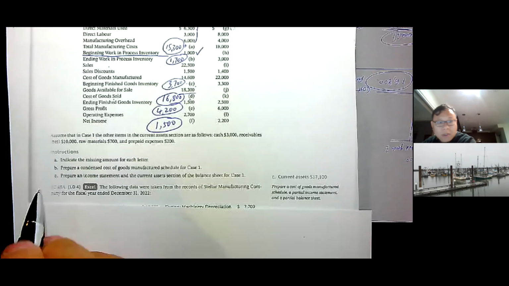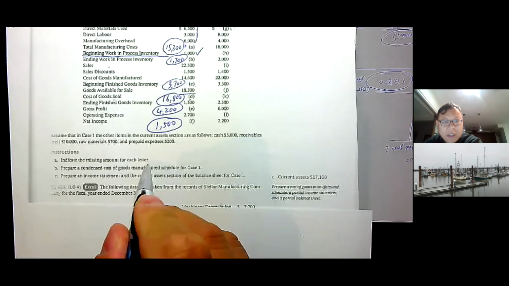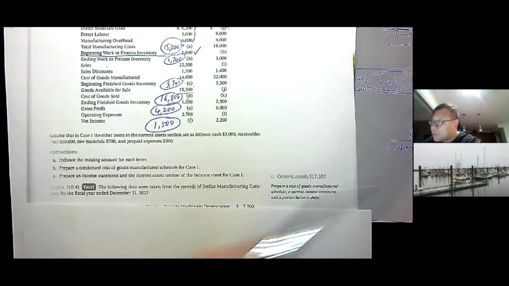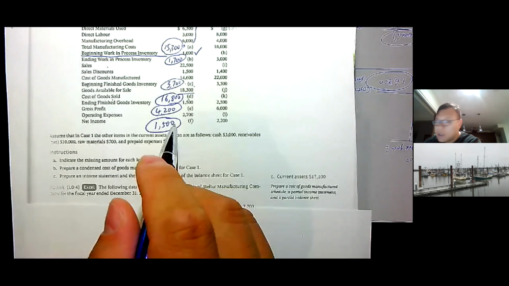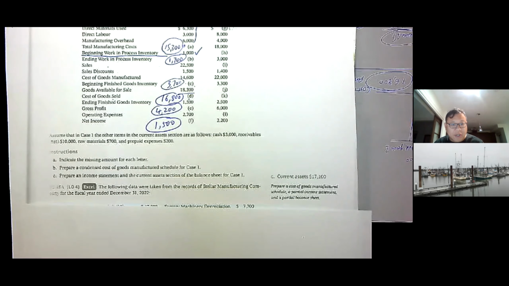Okay, so let's take a look at the second question. We are done with the first one, indicate the missing amount for each letter. We finished this one in the lecture. Okay, so now let's take a look at B. Prepare a condensed cost of goods manufactured schedule for case one. Okay, so this is for case one.